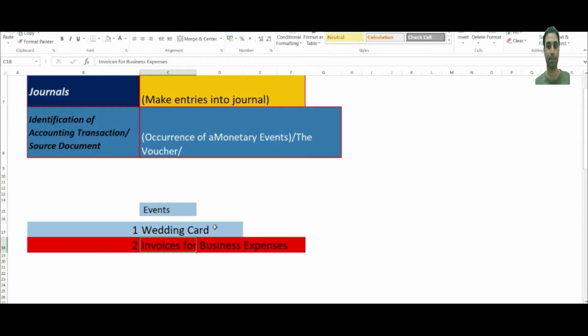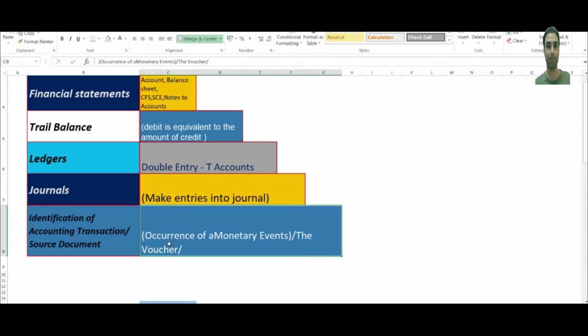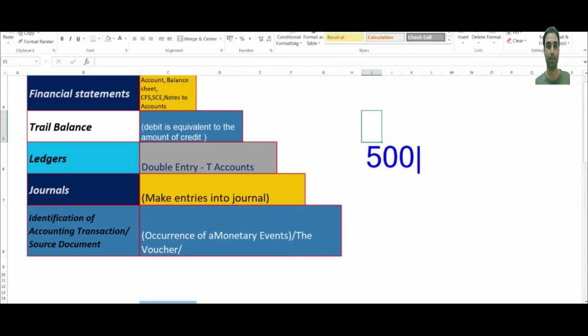All right, how will you identify it and what are the source documents involved? It may be your bills, invoices, vouchers, and all these are your source documents once the transaction has been initiated. In your case, suppose your boss or any other person has incurred expenses of 500 on food for business. There might be some business meeting, so 500. How will you deal with this 500 in your accounting? This is your monetary or accounting transaction.